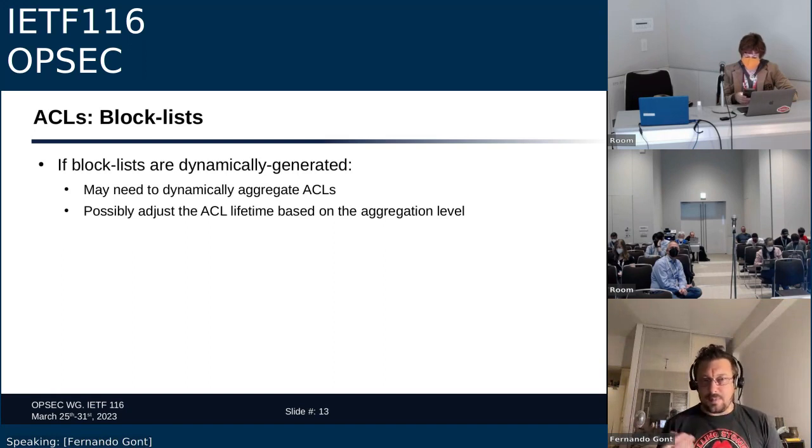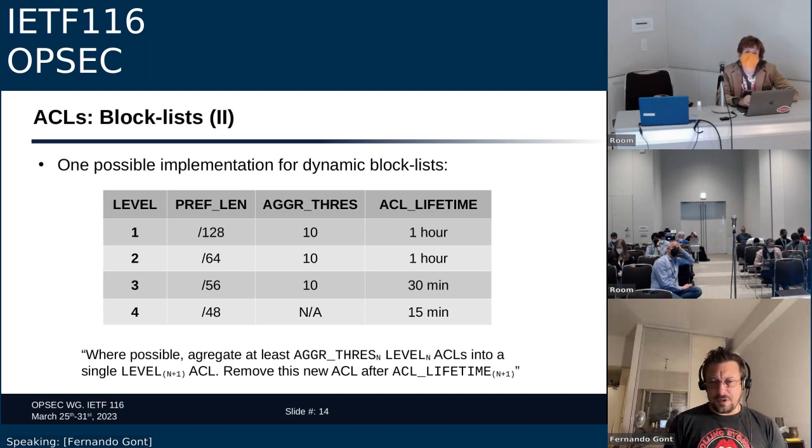So we covered the allow list. What about the block list? We were saying before that normally you have some source of information for addresses that you might want to block, and the potential problem here is that you might end up getting a lot of addresses that you might be tempted to include in a block list. So what you probably want to do is keep an eye on that and be able to aggregate these addresses. And obviously, as you aggregate addresses into ACLs that use shorter prefixes, you probably want to change the lifetime of those ACLs. Next slide, please.